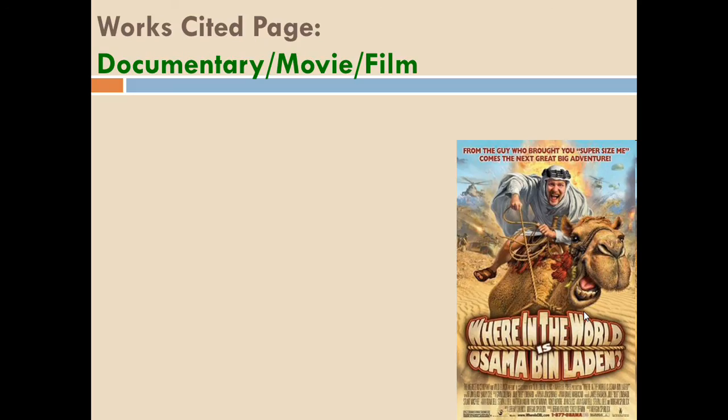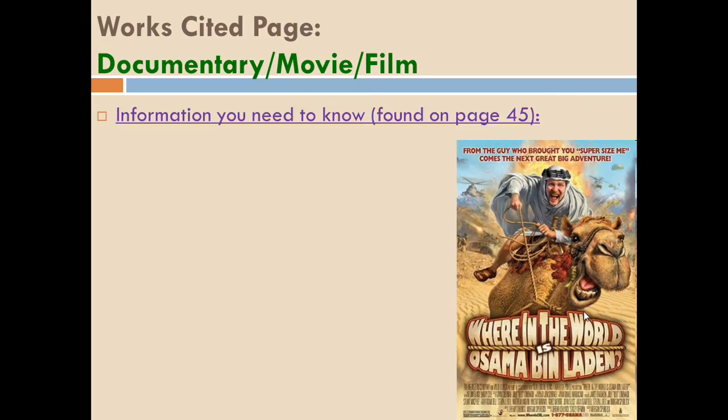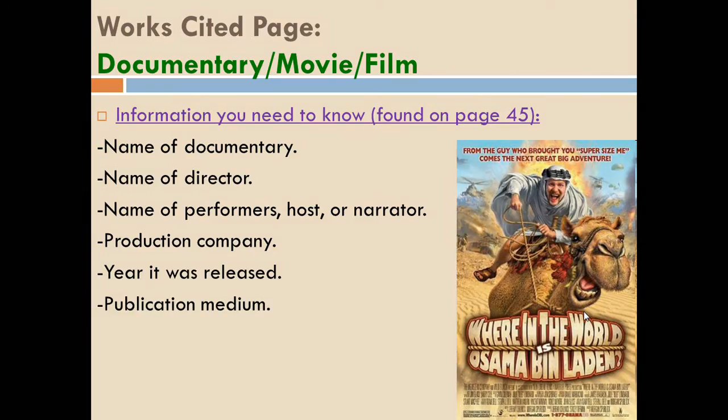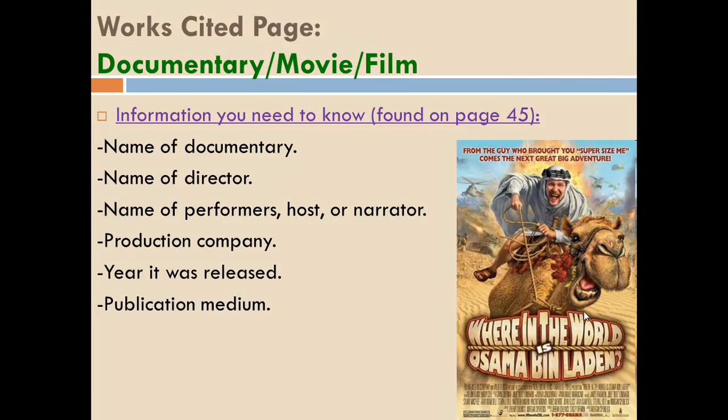Now, what if you're doing a documentary? Well, documentary or movie or film, they're all done the same way. They can all be found on page 45, number 3, where it says film. So here's what you need to know. The name of the documentary, the name of the director, the name of the performers or host or narrator, the production company, the year it was released, and the publication medium. So the medium for a documentary or a movie, it's always going to be film. So just write film.